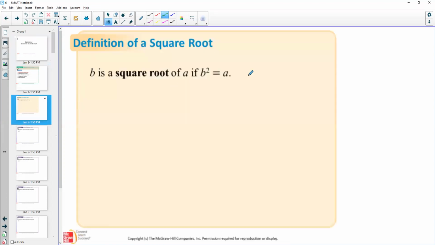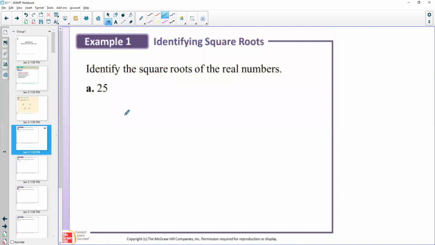To begin, b, or a number, is a square root of another number if that number squared, the first one, equals the second number. For example, 2 is a square root of 4 because 2 squared equals 4, right? 2 is the square root of 4. So identify the square roots. We're going to blow through these really quick.